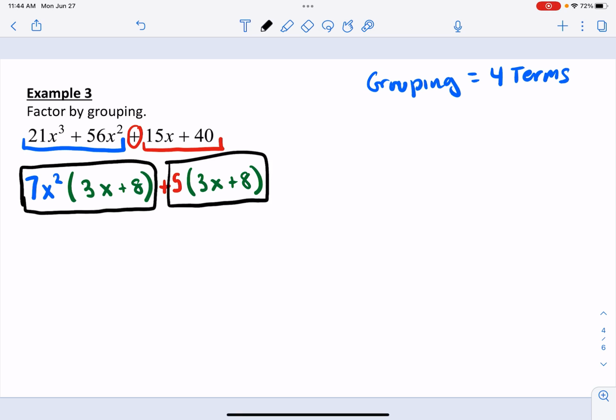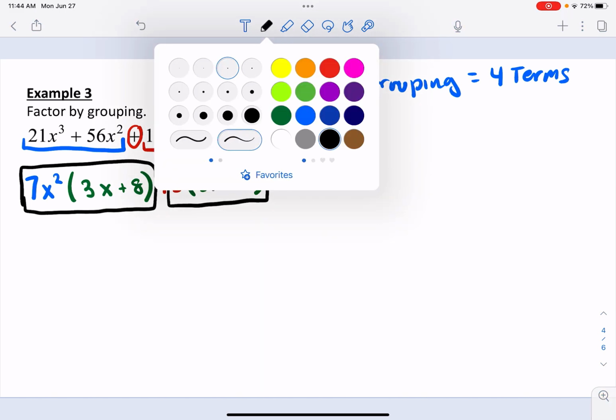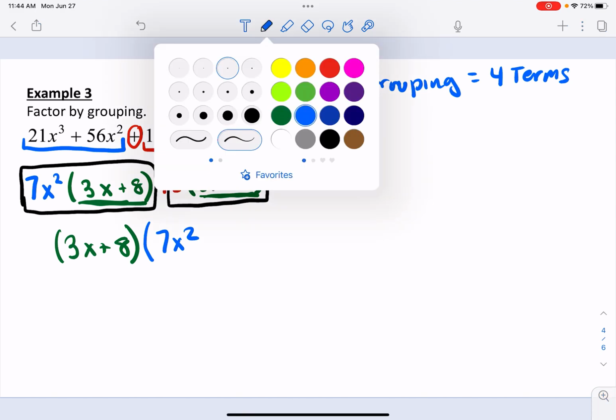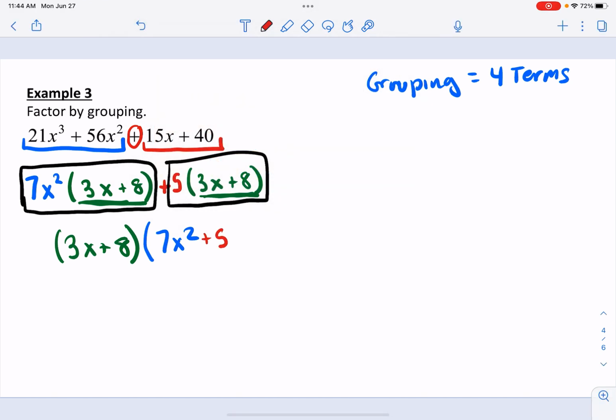So what we have here is we really have a greatest common factor another time. So what's my factor? The factor that's common in both is this 3x plus 8. I factor that out of each one. So what's left over is 7x squared plus 5.